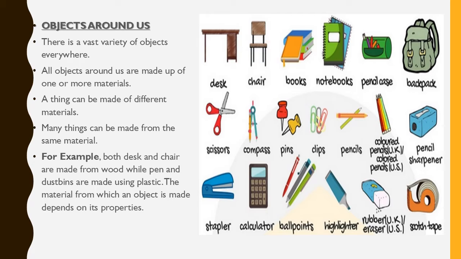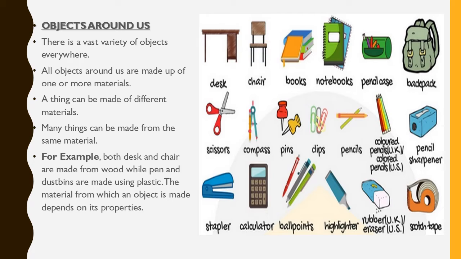In this lesson we are going to see how we are able to group the materials into groups, that is by classification. A thing can be made of different materials, and many things can be made from the same material. Classification is nothing but the process of sorting and grouping things according to some basis. We call it classification.